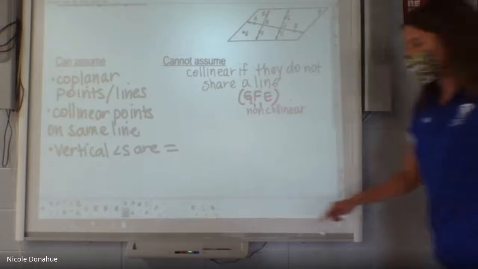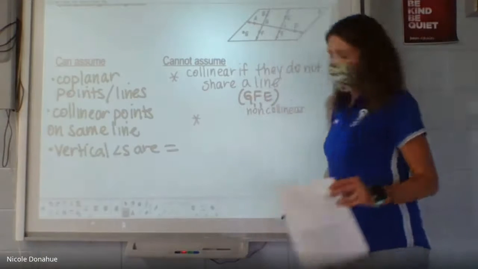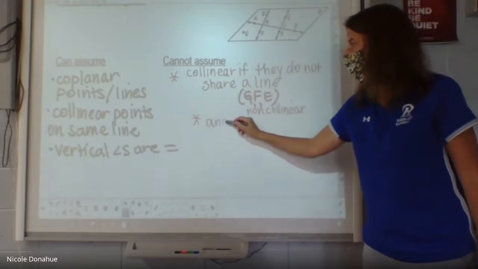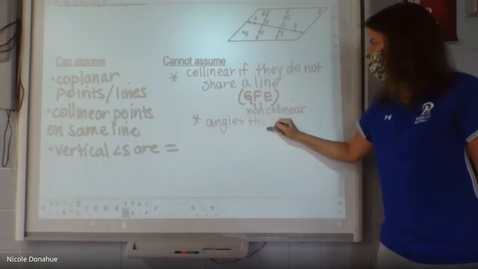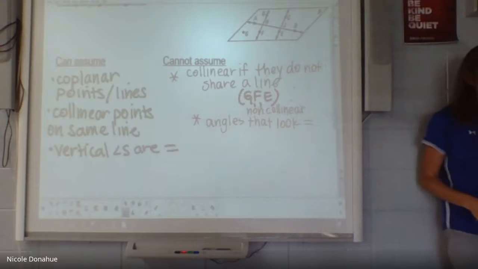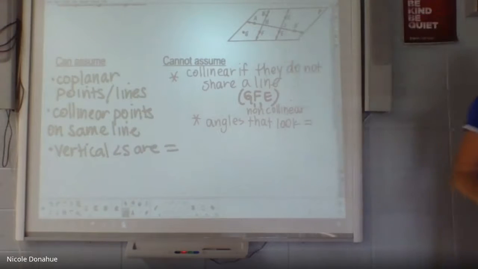Now you cannot assume that angles that just look equal are equal. Like in this drawing, if you look and you're like, well, I think the angle by H and the angle by J look equal. We don't know that for sure. We can't just say that I think those two are equal. So vertical angles are, but we can't assume that if they just look equal, they are.